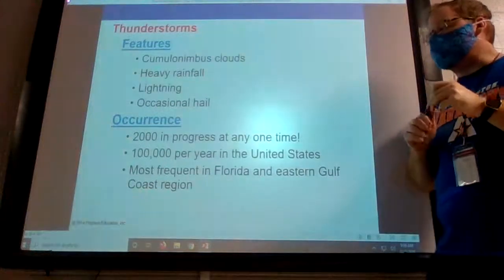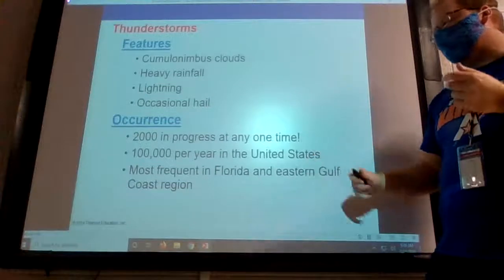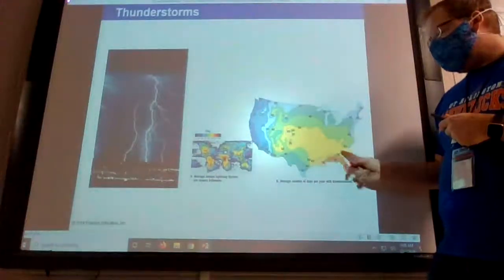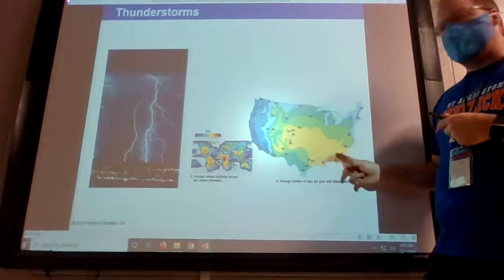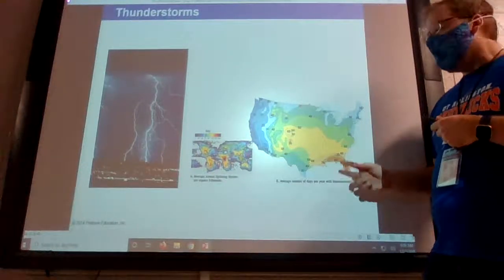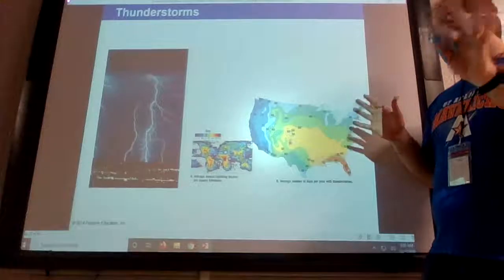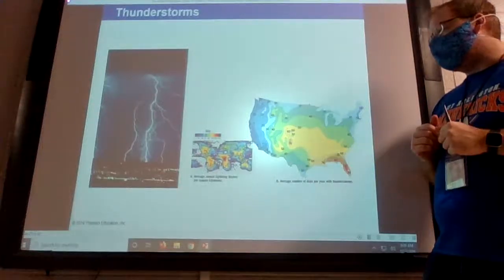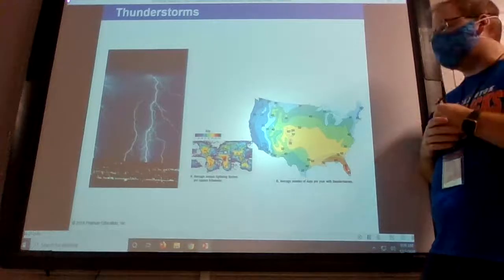100,000 per year in the United States, most frequently in Florida and the eastern Gulf Coast region. Here's your weather map. Florida and Georgia get a lot of thunderstorms every year. Texas, we're not too shabby. We're in the green and the yellow here, so not bad. But definitely a decent amount of thunderstorms.